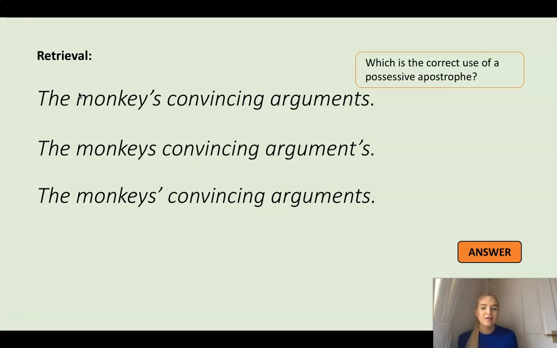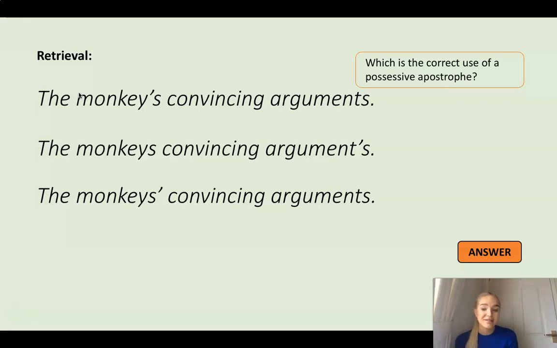So let's look at statement number 2. The monkey's convincing arguments, but what noun has the possession here? The arguments have possession. So what do the arguments have possession over? Nothing. So does it even need a possessive apostrophe? No, it doesn't. It's incorrect, that one, because the arguments do not have possession over anything. We already know that the noun that has possession is the monkey.